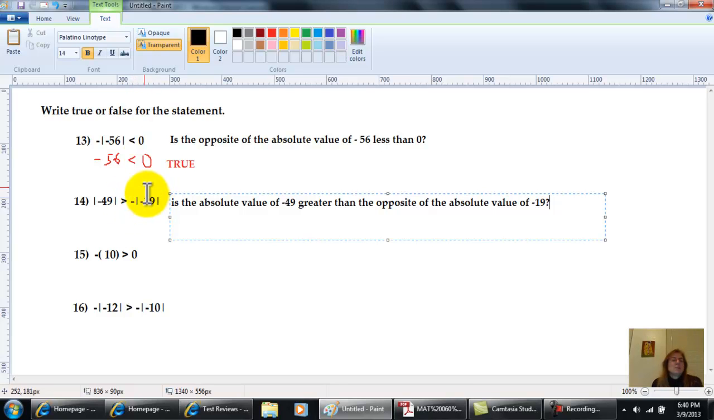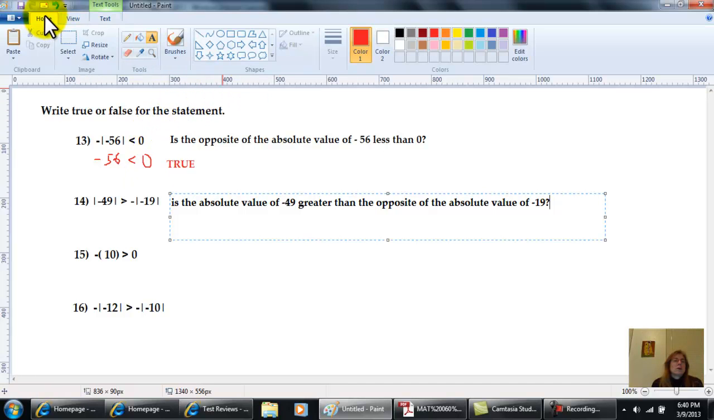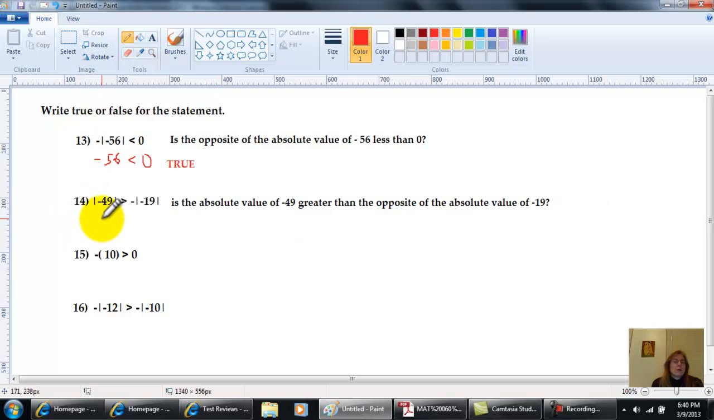So let's solve it as if it were order of operations. So the absolute value of negative 49 is 49, so we have eliminated those absolute value signs. And we still have the greater than. We still have the opposite. Let's solve inside of the absolute value signs. Absolute value of negative 19 is 19. So now the absolute value signs are gone.